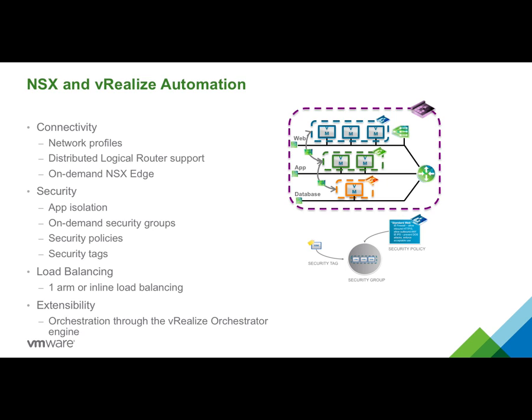Virtual machine security automation includes the use of on-demand security groups, predefined security policies, and security tags. In addition, an application isolation feature makes it easy to secure an entire application with the click of a checkbox.